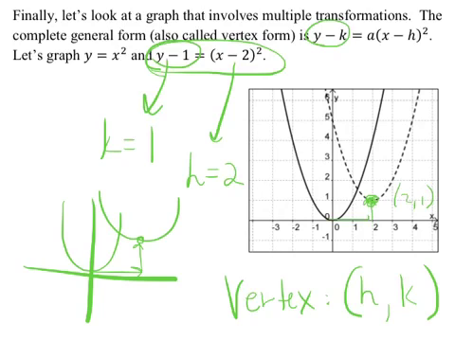Always. Okay? The vertex. Now, draw in your axis of symmetry now, please, for this one. Okay, that red dashed line. What is the equation of that red dashed line? That vertical dashed red line. What is its equation?